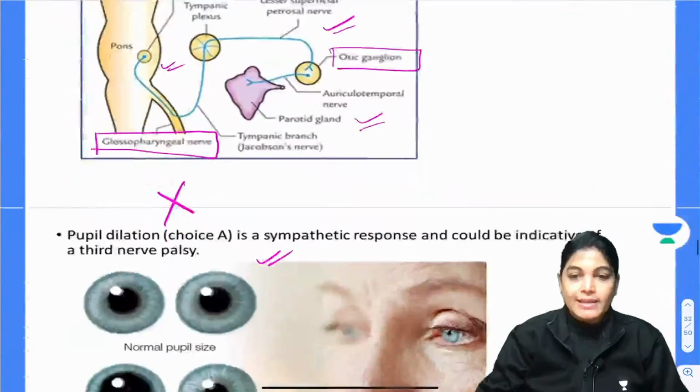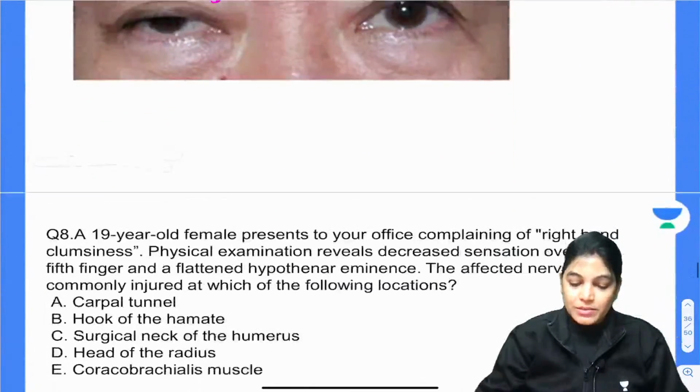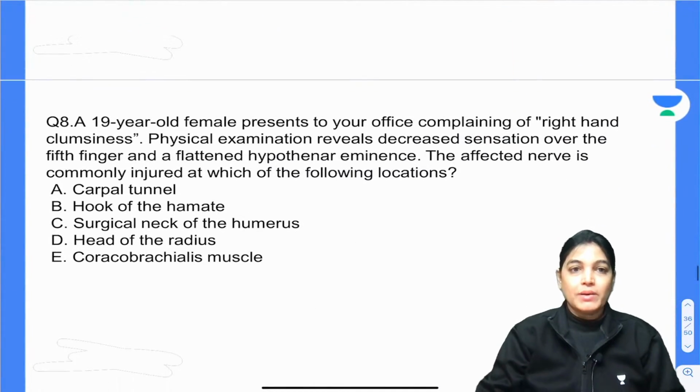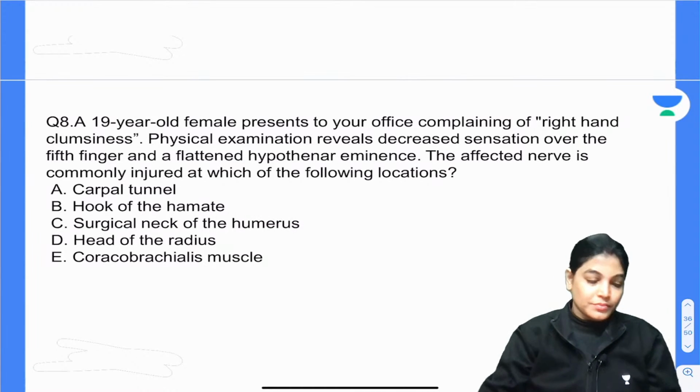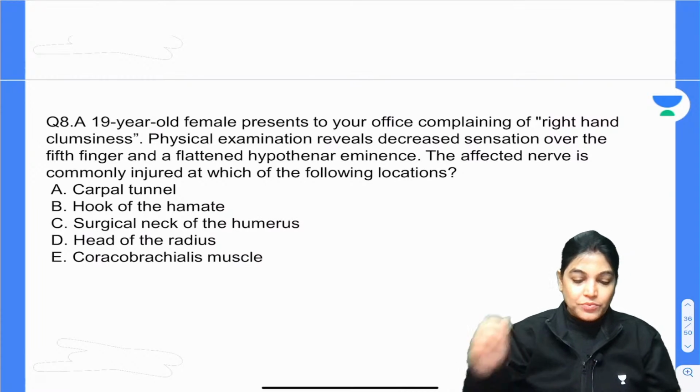Okay, let's move on to the next, that is question number 8. All the best dear aspirants, all the best. So let's move with the 8th number MCQ. Okay, I will read it for you.